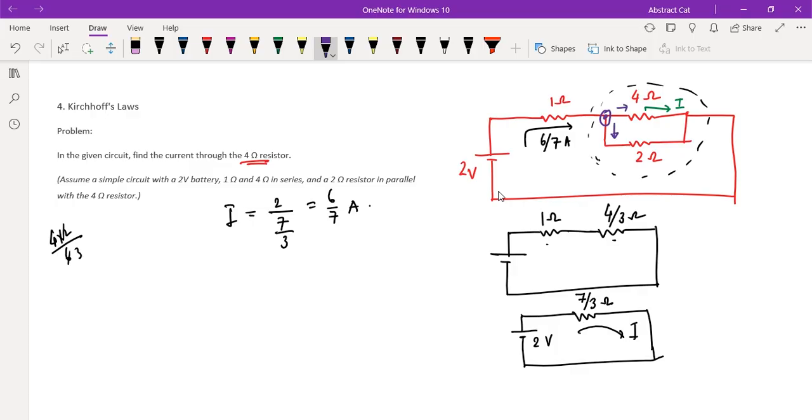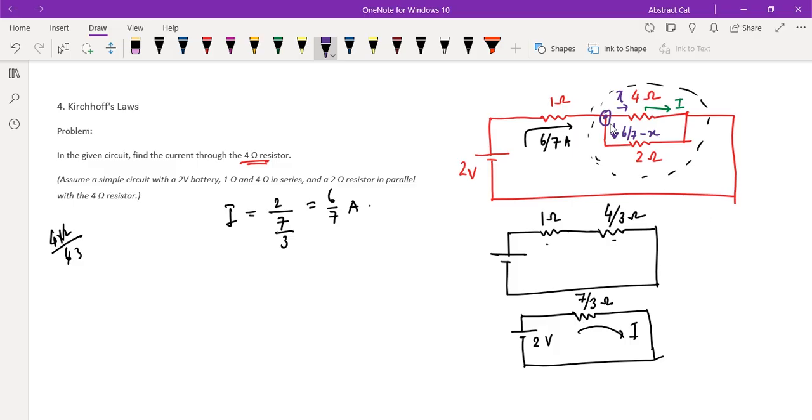And divide these two branches. Okay, that's very important. Suppose there is a current X, and the other current is 6/7 minus X. The total current is 6/7. One branch gets X, the other branch gets 6/7 minus X.